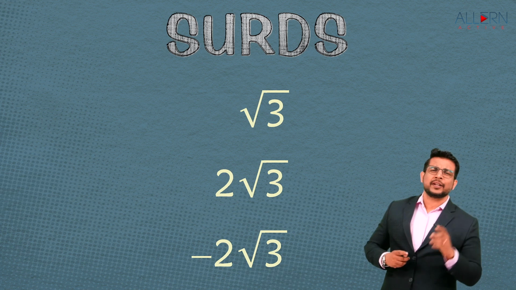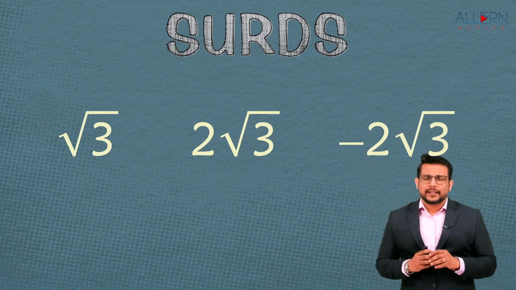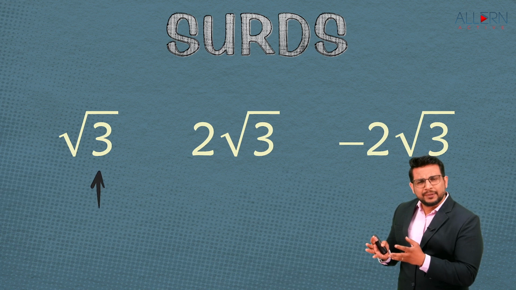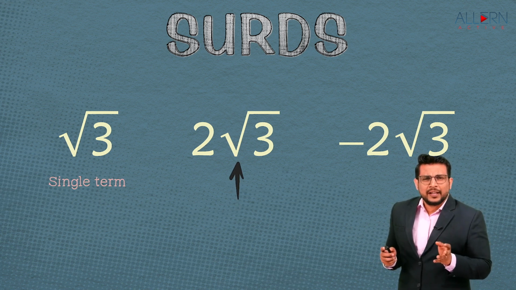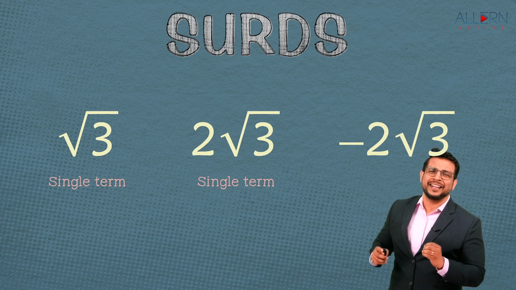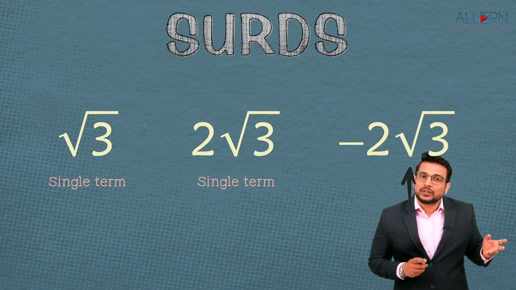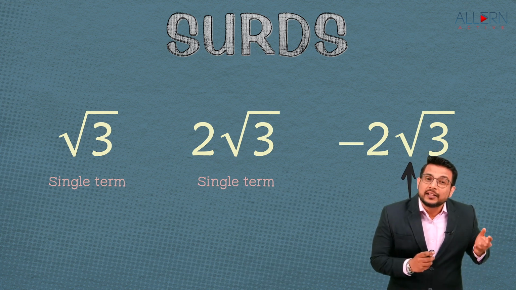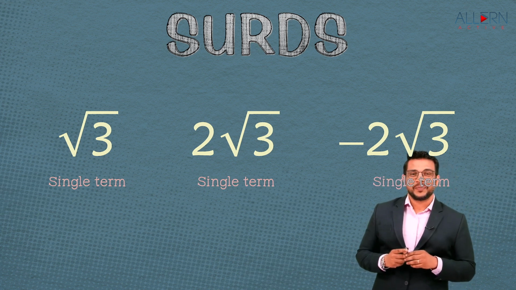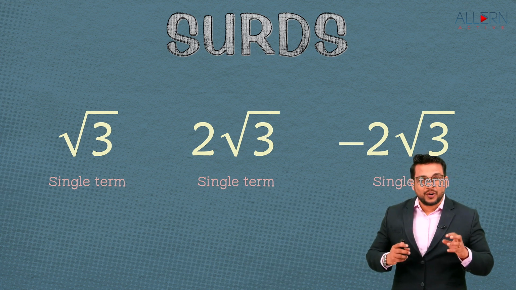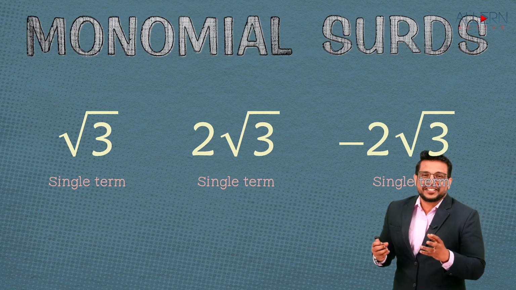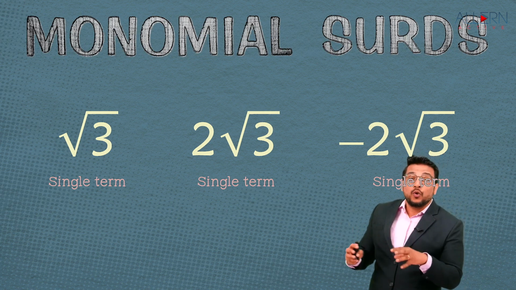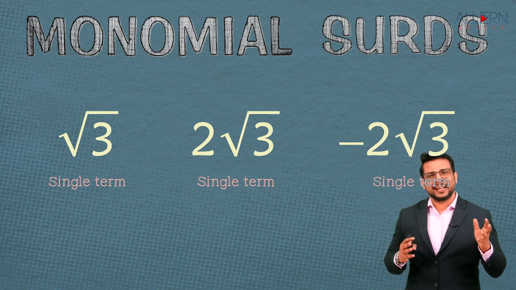We are going to learn something interesting about them. Look at this. When you say root 3, it's only one term there, a single term. When you look at 2 root 3, it is only 2 into root 3, again one single term. When I say minus 2 root 3, it is minus 2 into root 3, again a single term. So when we have expressions which have only one term, we call them monomial, and since they are surds, we can say that these are monomial surds. Well, that's very easy.